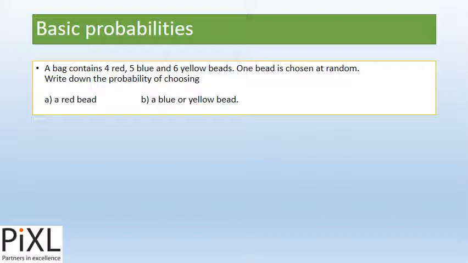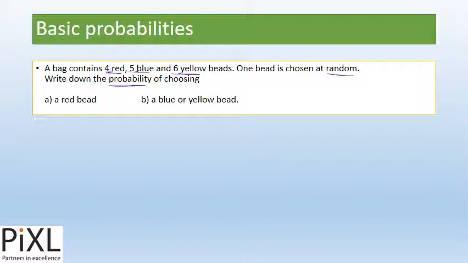So a bag contains 4 red, 5 blue, 6 yellow. 1 bead is chosen at random. Write down the probability of choosing a red bead and then a blue or yellow bead. So first of all, let's just underline our key information. So we've got 4 red, 5 blue, 6 yellow. We know it's chosen at random, so nobody's looking. And then our instruction is to find the probability of choosing a red bead.